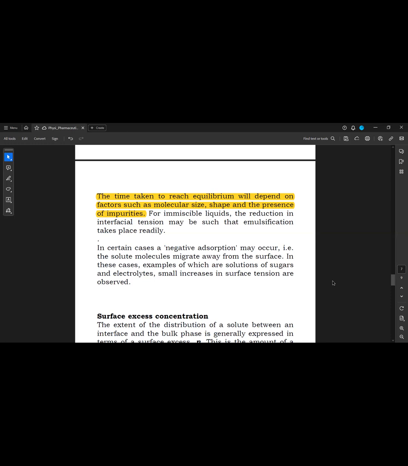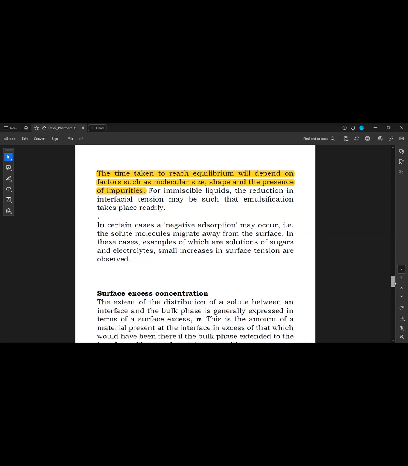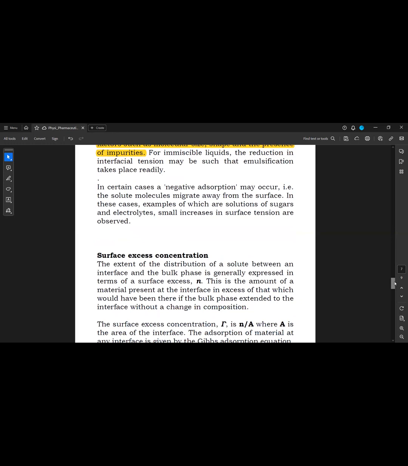Are we together up to there? Basically, if I give a brief summary, I'm saying surfactants work to reduce surface tension, and the amount of surface tension reduced is proportional to the amount of pressure or tension that is applied by the surfactants. So in the case where there is negative adsorption, it means the solute molecules, the surfactants, will migrate away from the surface, and this will cause an increase in surface tension.